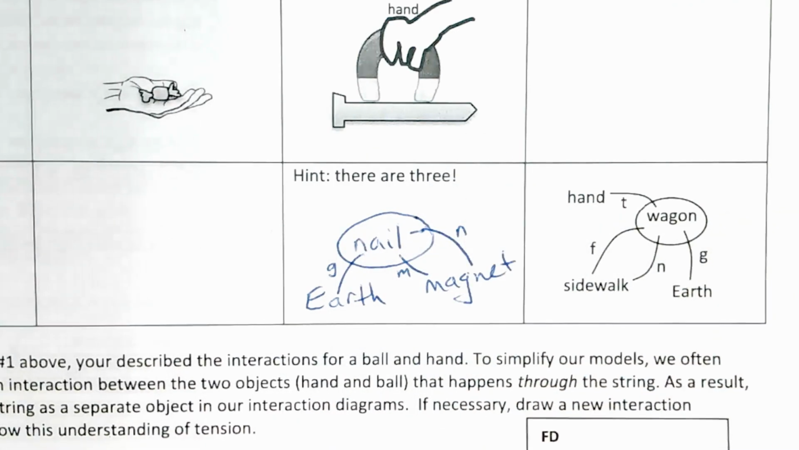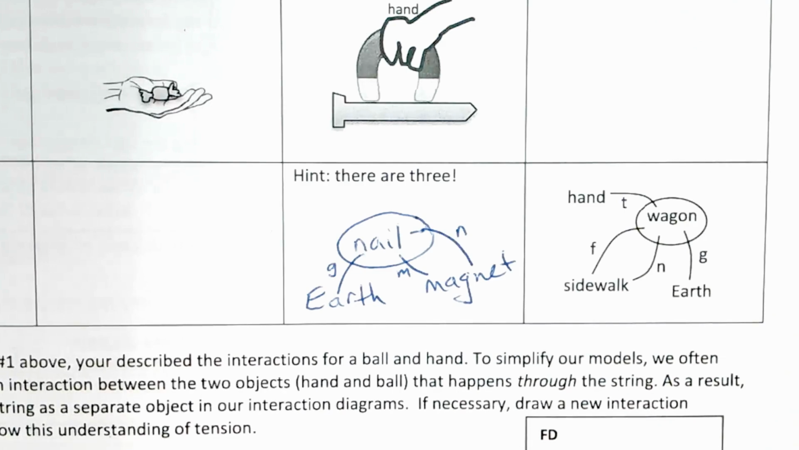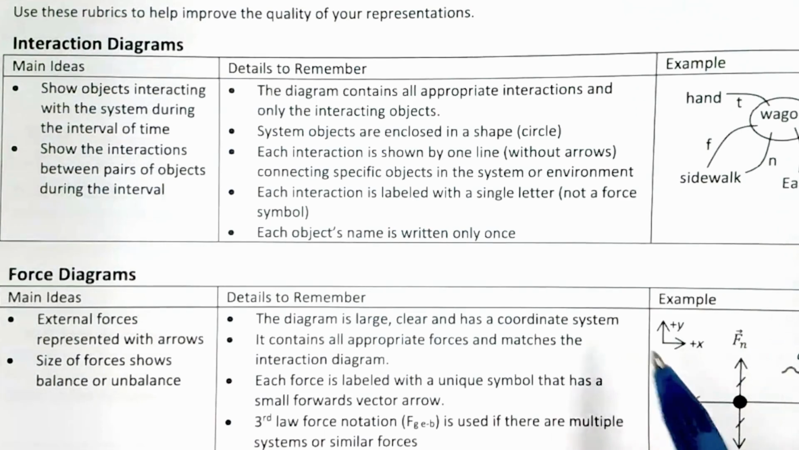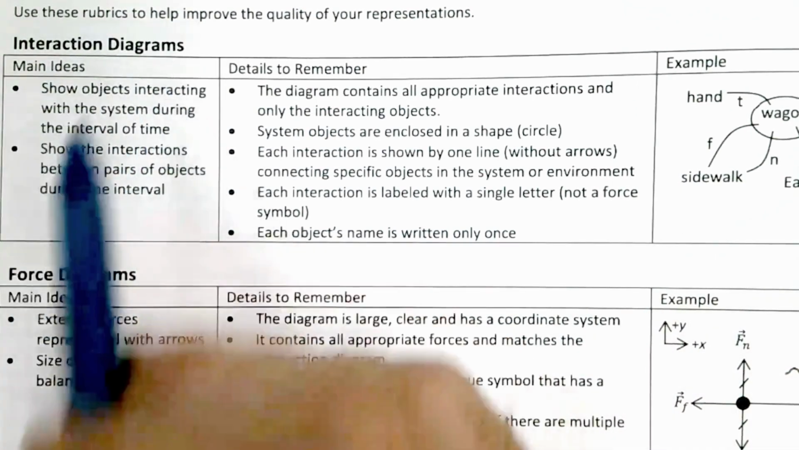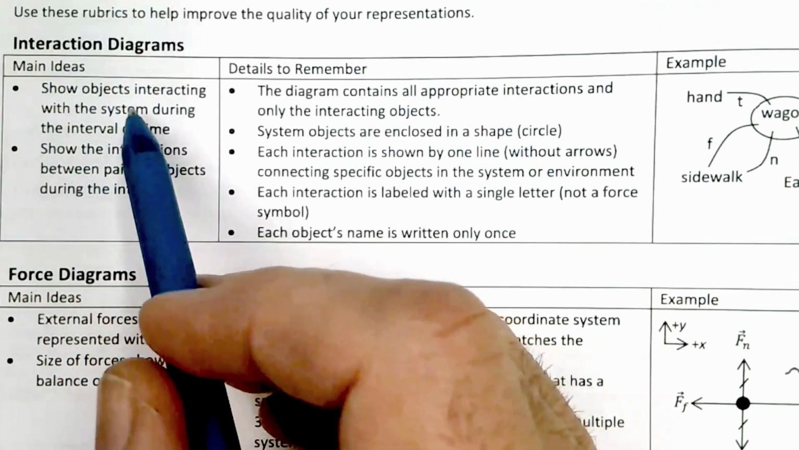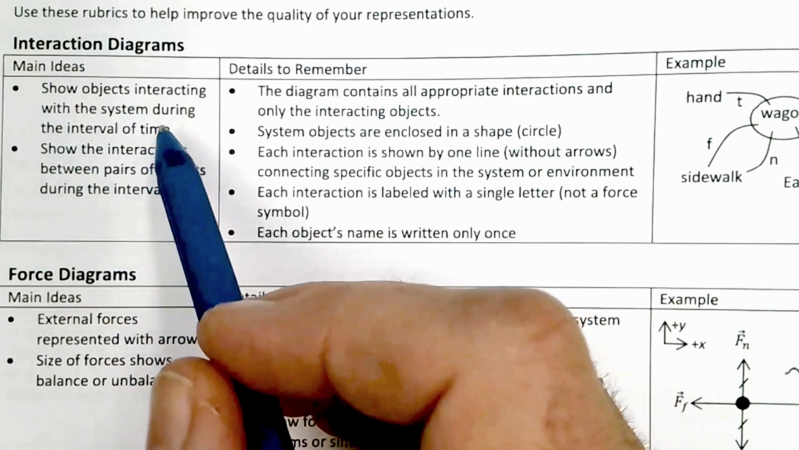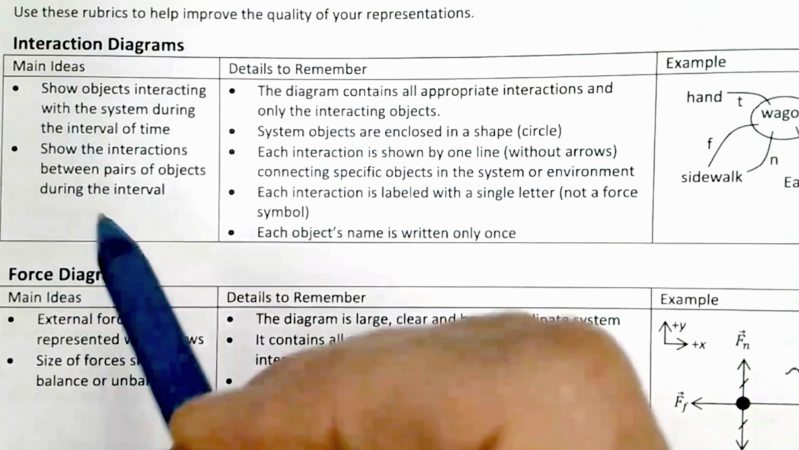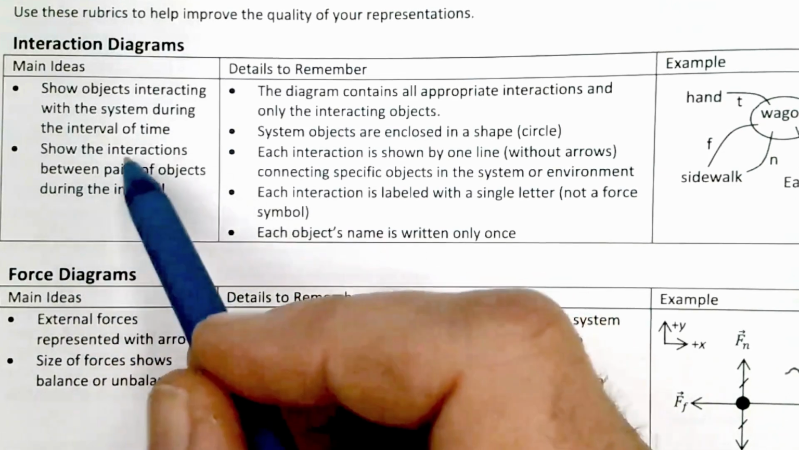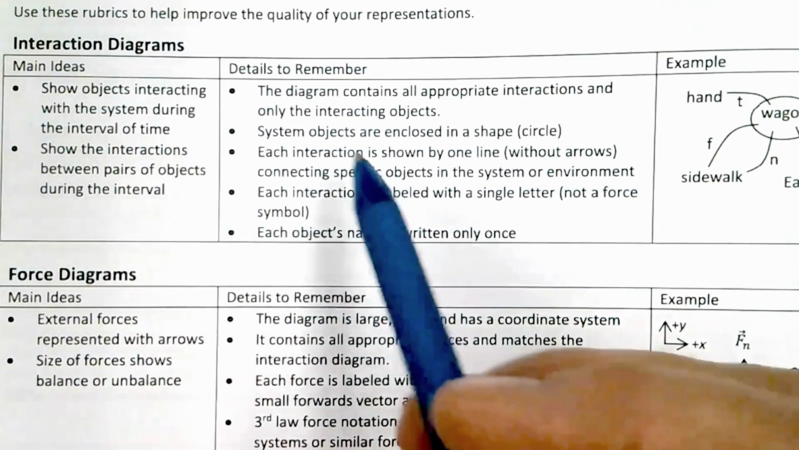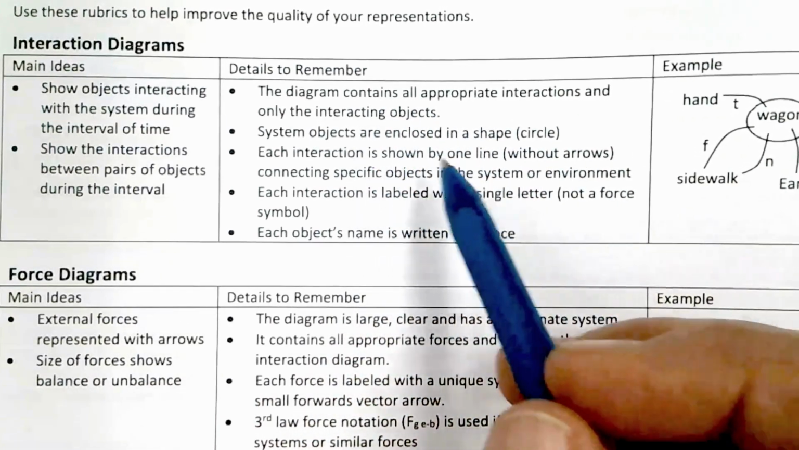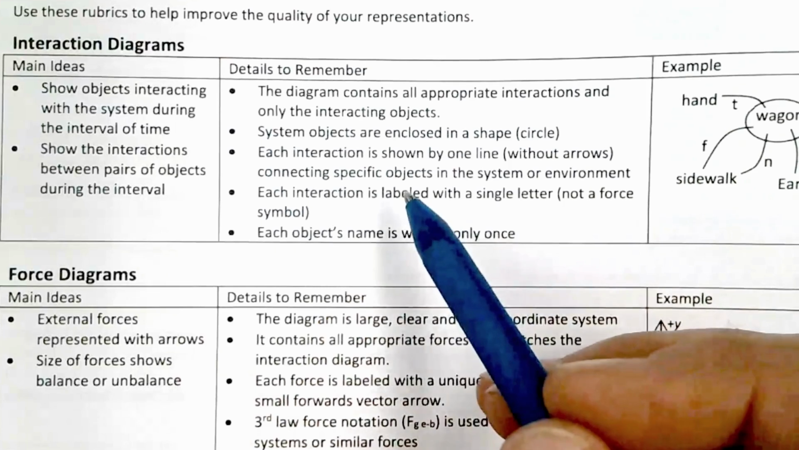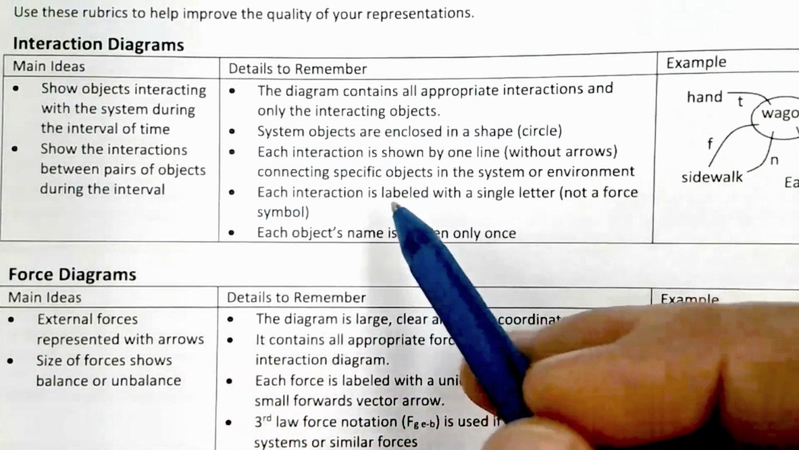When we have our interaction diagram done, it's always helpful to take a look at our rubric. So the rubric is a very helpful reminder for our interaction diagram drawing. So our main ideas show the objects in the system during the interval of time. Yep, we've got the interacting objects covered. And we're showing the interactions between pairs of objects. Details to remember. So it contains all the appropriate interactions and only the interacting objects. We did not include the hand.